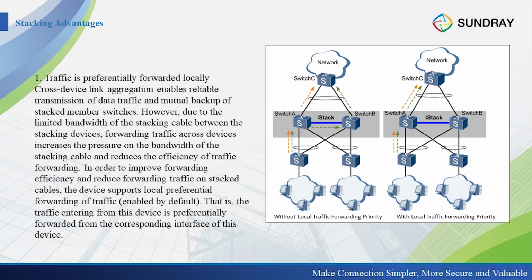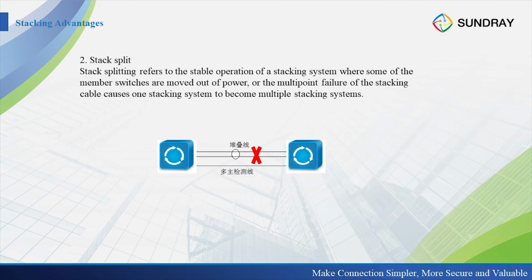Second is the stack split. The stack split refers to the stable operation of a stacking system where some of the member switches are moved out of power, or the multi-point failure of the stacking cable causes one stacking system to become multiple stacking systems. So we need to use the master detection to detect whether there is a multi-master.